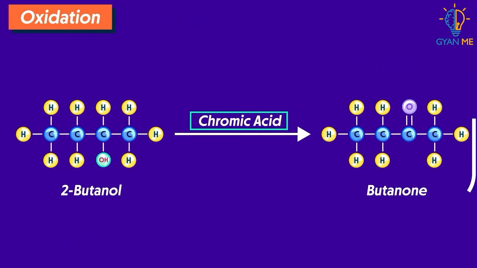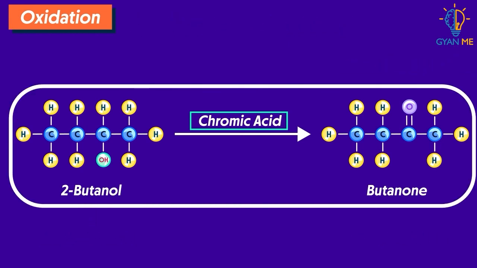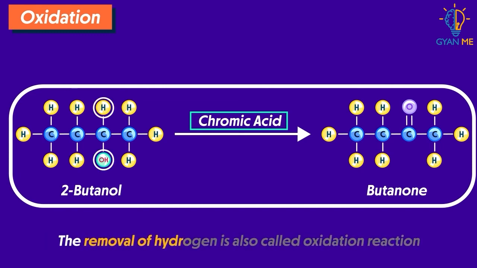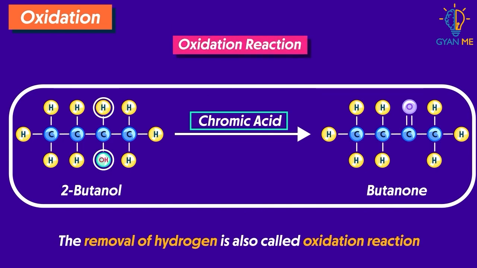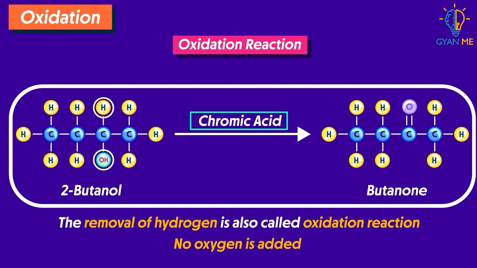But wait, look at this reaction carefully. During this reaction, indeed, no oxygen is added, but 2 atoms of hydrogen are removed. And as we know, the removal of hydrogen is also an oxidation reaction. Accordingly, this reaction is said to be an oxidation, although no oxygen is added. And from this oxidation reaction of alcohol, we get another class of compound, a keto compound, butanone. Let's see one more reaction. This time we add another oxidizing agent.